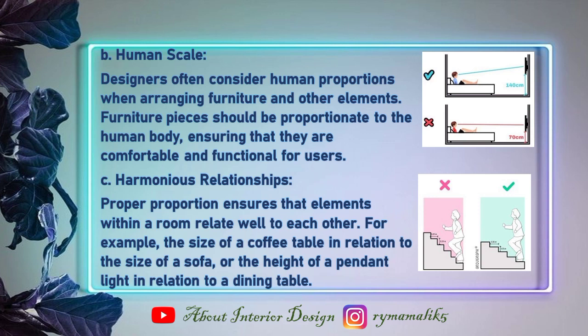B. Human scale. Designers often consider human proportions when arranging furniture and other elements. Furniture pieces should be proportionate to the human body, ensuring that they are comfortable and functional for users. C. Harmonious relationships. Proper proportion ensures that elements within a room relate well to each other. For example, the size of a coffee table in relation to the size of a sofa, or the height of a pendant light in relation to a dining table.